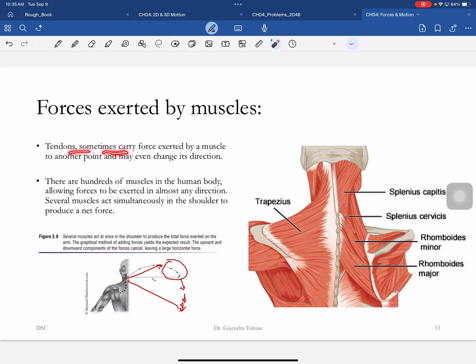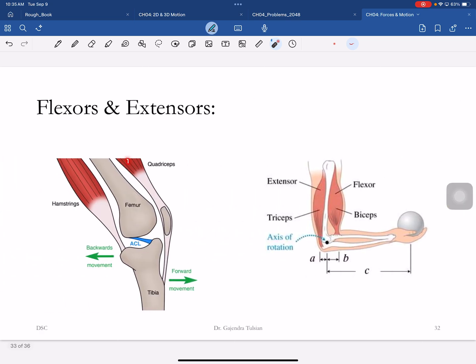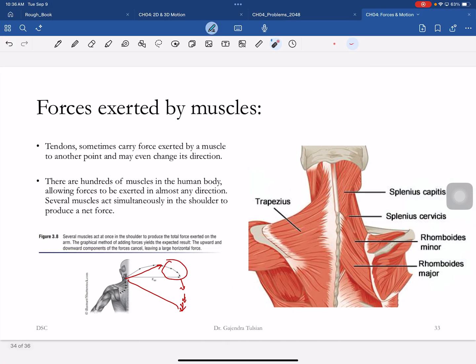Tendons sometimes carry force exerted by a muscle to another point and may even change its direction. Okay? So for instance, in this case, you see the tendon was attached there. When this muscle contracts, it's applying a forward force to that muscle. Okay, but anyway, so you have lots of muscles, so you can apply forces in various directions and different magnitudes.